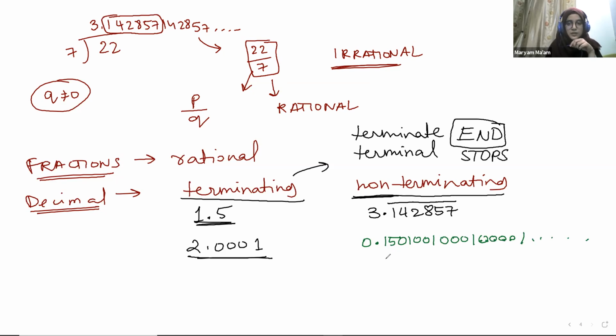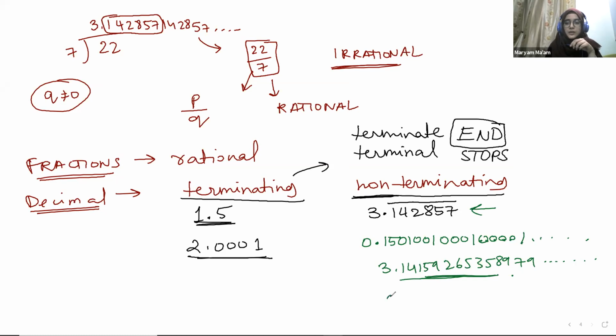Another example of this could be 3.14, like pi, right? The decimal expansion of pi: 3.14159265358979, and so on. What's going on over here is that no set of numbers or digits is repeating. Over here you saw that 142857 was repeating, but over here nothing is repeating. It's just going on like random numbers.